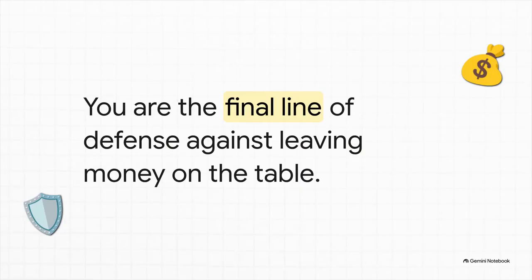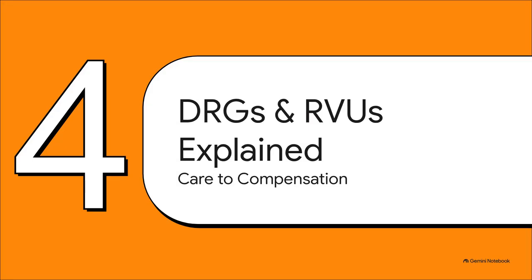Sure, software might catch an unbundled code, but it can't always spot what simply isn't there, right? That is exactly why your role is so critical. You are the final line of defense against leaving money on the table due to incomplete records. Your detective work ensures that every single provided service is accurately captured and properly verified. Let's jump to Section 4, DRGs and RVUs explained.